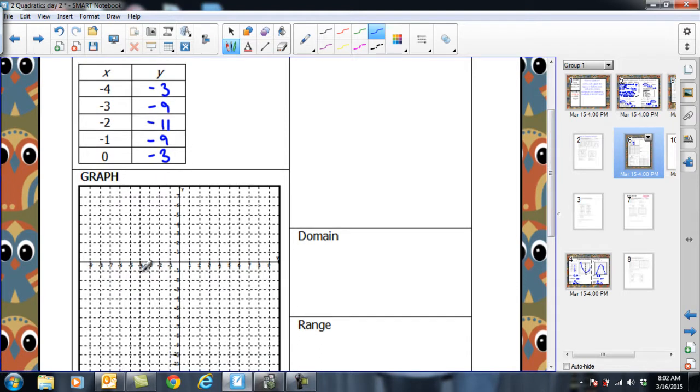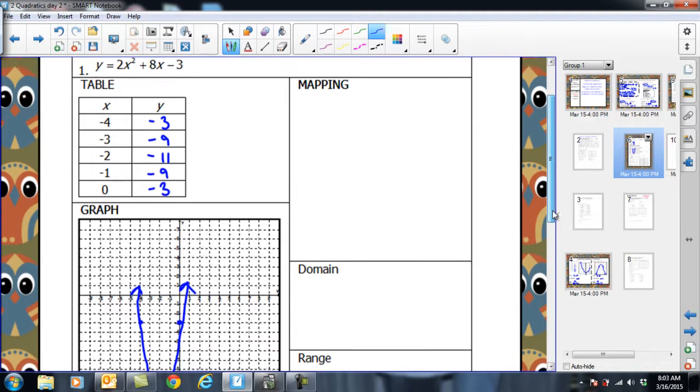So I have negative 4, negative 3, and then I have negative 3, negative 9, and then negative 2, negative 11, and then negative 1, negative 9, and then back here at 0, negative 3. And so here's my parabola. Move down way down here. It's concave up, it opens up, and you can see my vertex is way down here at negative 2, negative 11, just like we said.